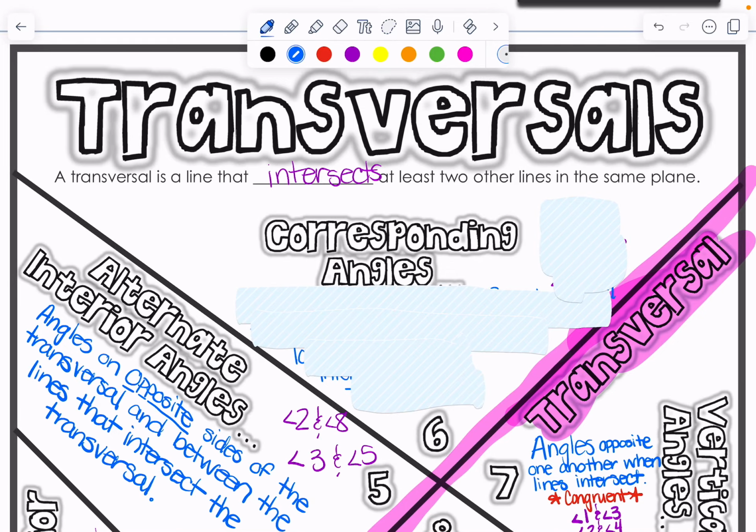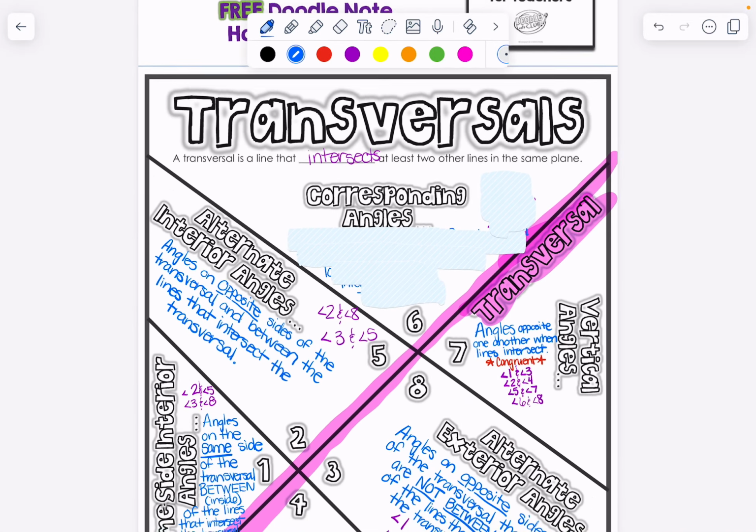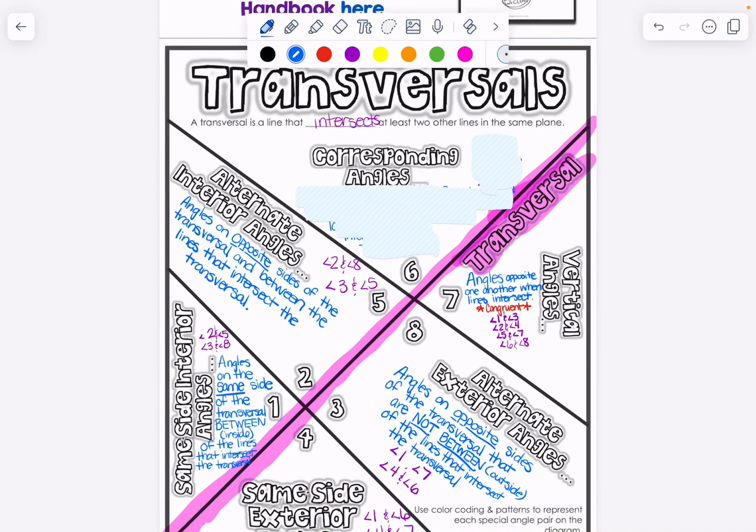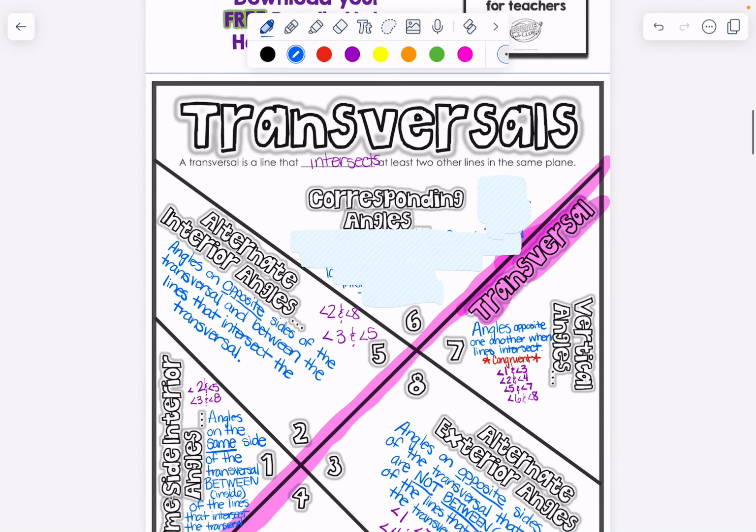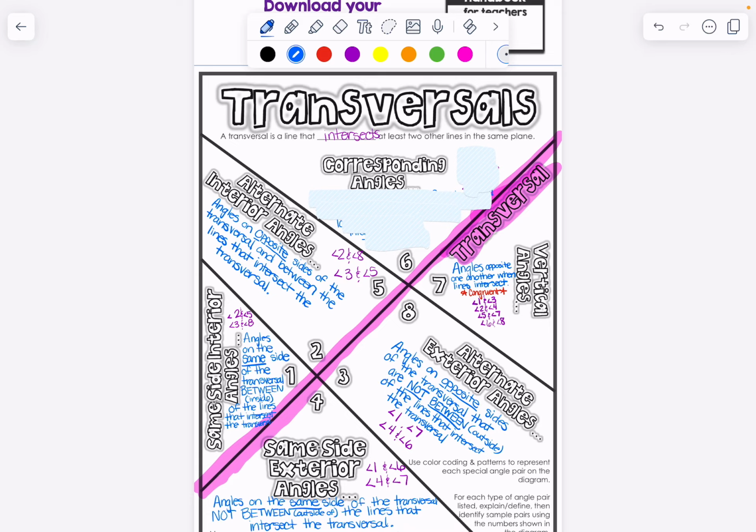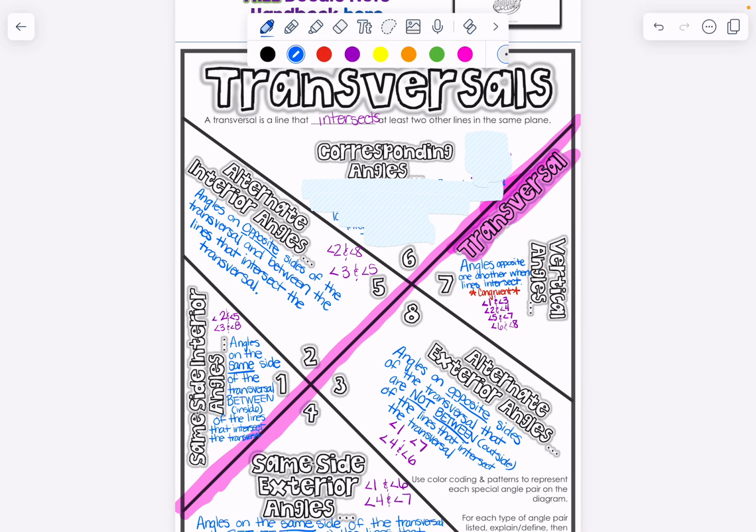Hi, seventh graders. Today we are going to continue talking about transversals. A quick review: a transversal is a line that intersects at least two other lines in the same plane. On Friday, when we started taking our notes, I had you color in the transversal. So we have two lines, and then the transversal is the line intersecting at least the two other lines, okay?